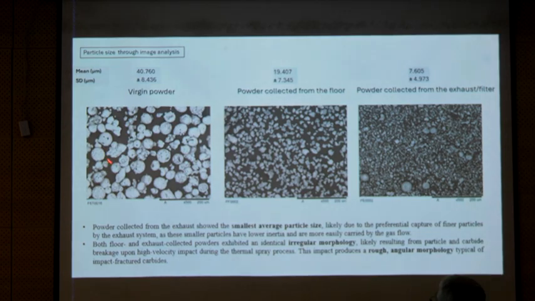So this is what a virgin powder looks like, average particle size of about 40 microns. This is what powder collected on the floor looks like, about 20 microns. And this is what the powder collected in the filter looks like, about 7.6 microns. It has large chunks. Some of these look like this. They have not shattered or anything. My guess is they come from when the gun is away from the substrate and it's just getting sprayed. Nothing else is happening to that.